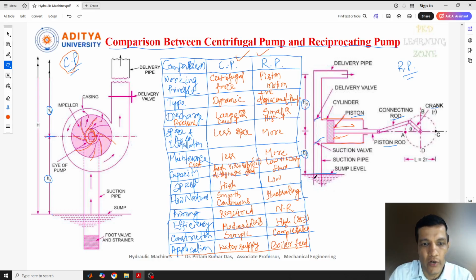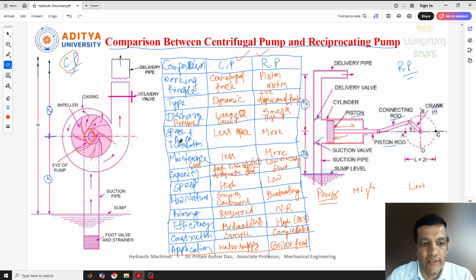Some few other points are also there, like power consumption. Let me write one more point here. There will be high power consumption for the centrifugal pump, but in the reciprocating pump we will have low power consumption. Okay. Any other points? Yeah, mostly I have covered all these things: construction, application, power consumption, working principle, types, efficiency, maintenance, space.